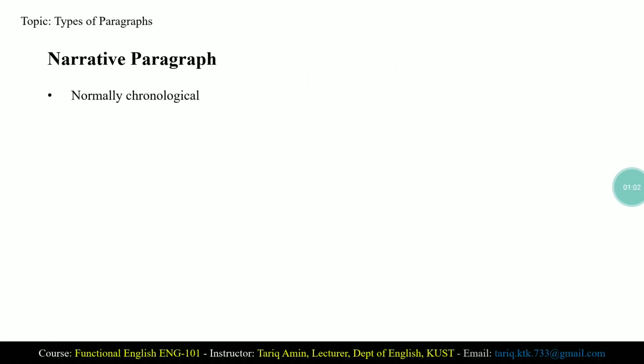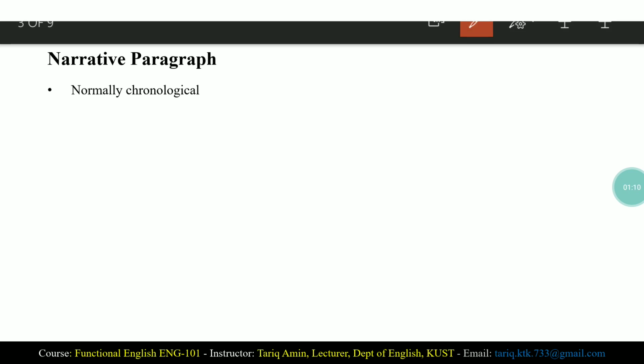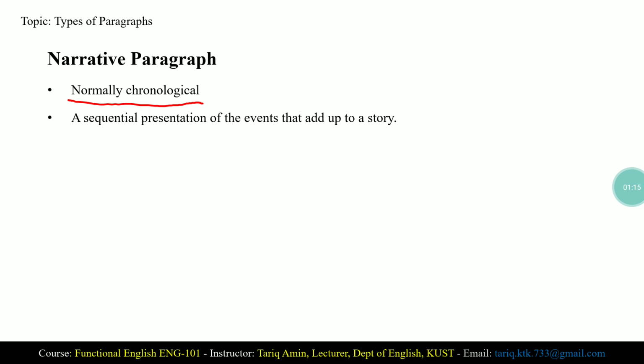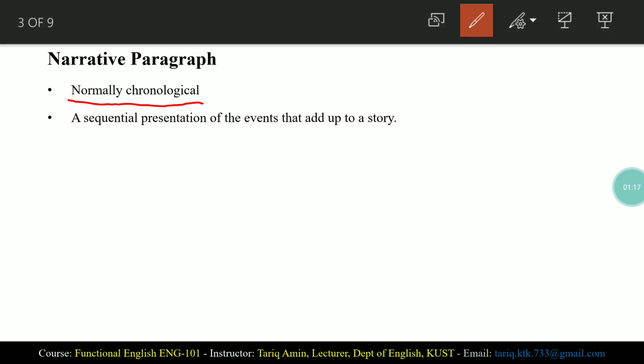The first one is narrative paragraph. Narrative paragraphs usually narrate a story, and narrative paragraphs are normally chronological. They are a sequential presentation of the events that add up to a story. You present different events in a particular sequential order, and all these events add up to a particular story that you are narrating.